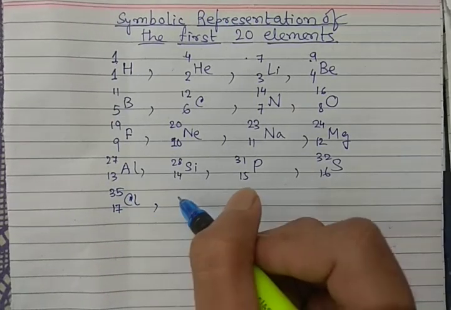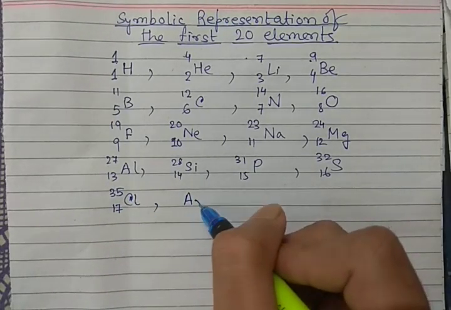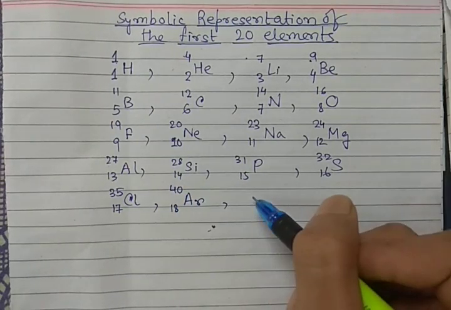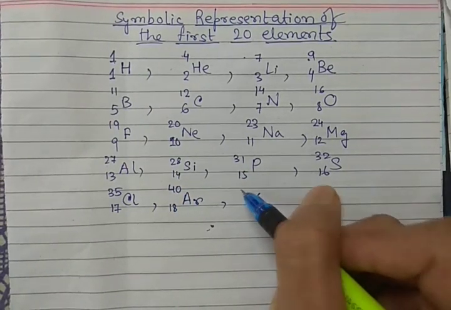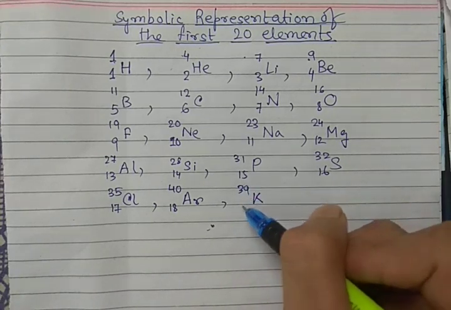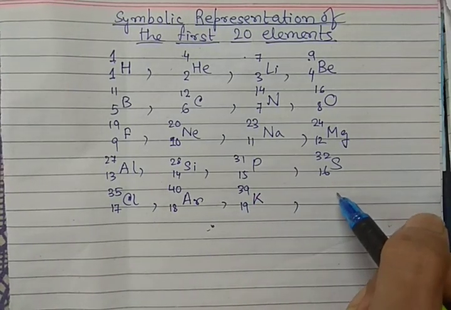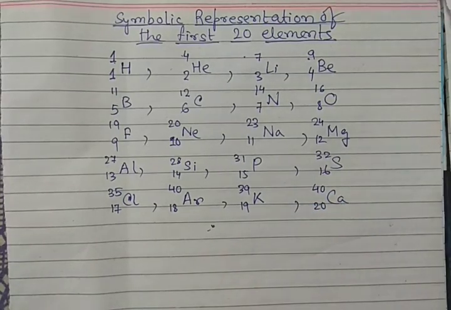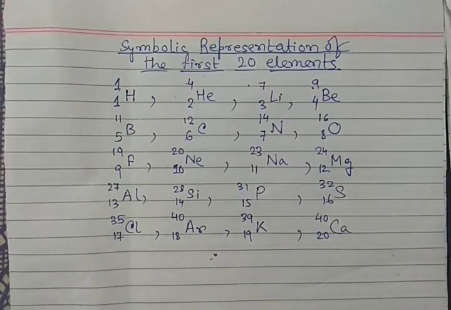After chlorine comes argon. Argon is represented by Ar 40,18. After argon comes potassium. Potassium is represented by K 39,19, and calcium is represented by Ca 40,20. Is it clear? So this is how all the symbols are represented along with their mass number and atomic number. Symbols of the first 20 elements.